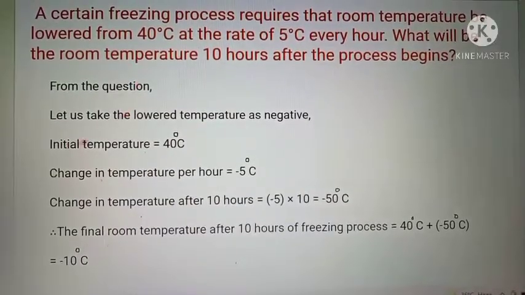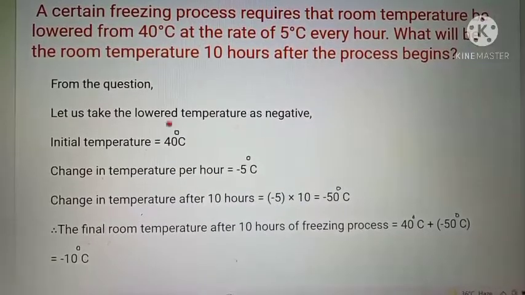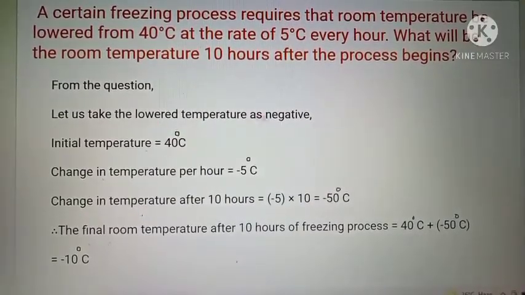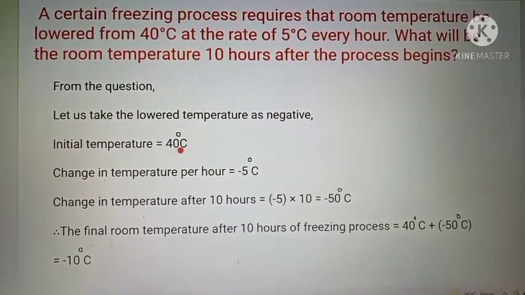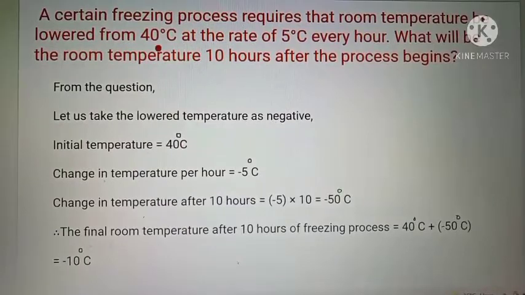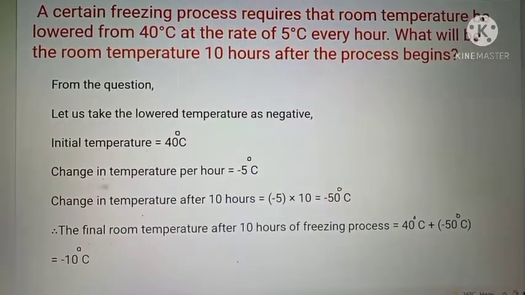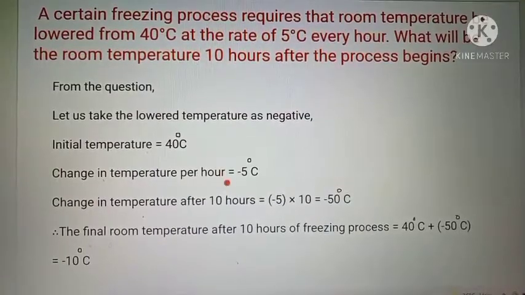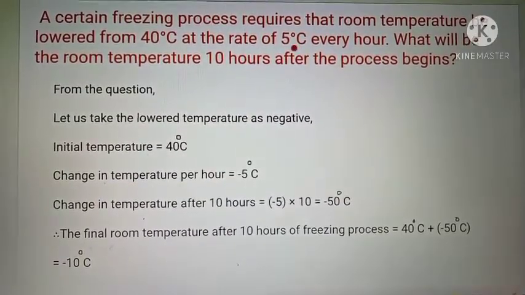From the question, we can take the lowered temperature as negative. Because the temperature is going down, lowered temperature, so it is negative. Initial temperature is 40 degrees Celsius, it is given in the question. Change in temperature per hour is 5 degrees Celsius.